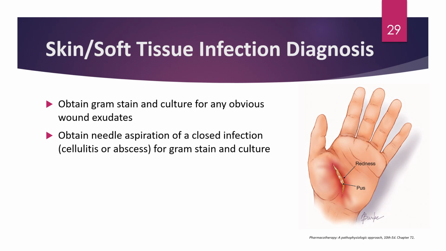Usually what's going to happen with these infections is that we're going to want to obtain a gram stain of whatever that skin soft tissue infection actually is if we can, and culture for any obvious wound exudates or basically leakages. And if possible, obtain a needle aspiration of a closed infection like a cellulitis or an abscess, which is just a general fluid collection. We're going to want to get that fluid so that we can gram stain it and culture it to see what it actually is, and we can get microbial sensitivities.